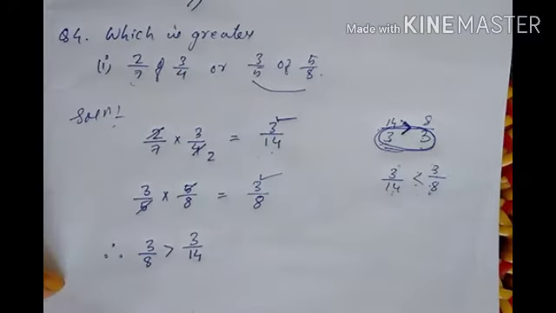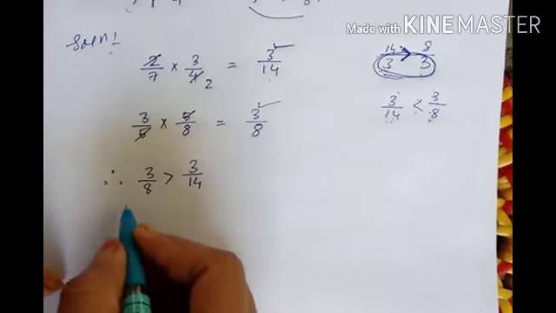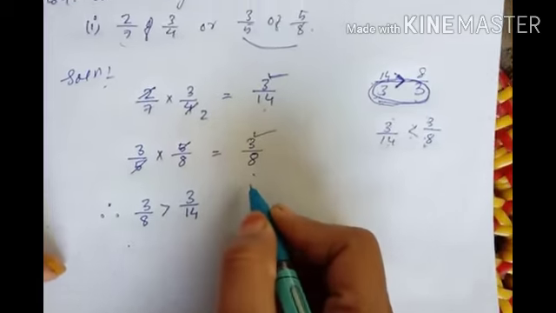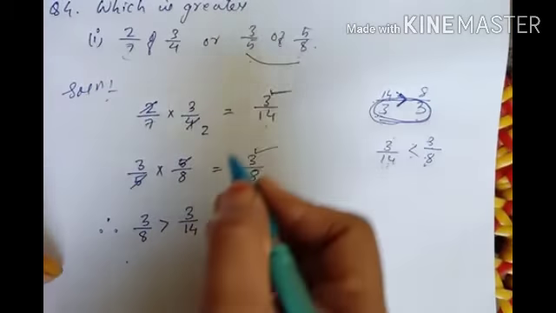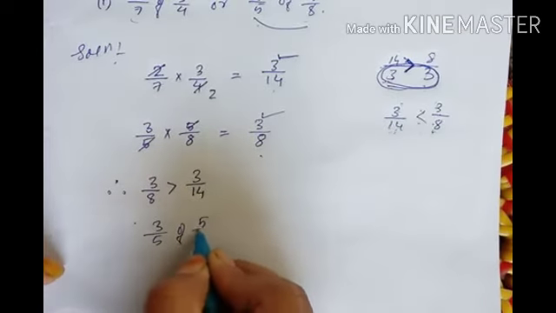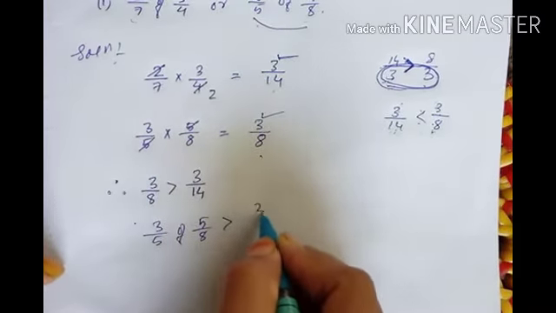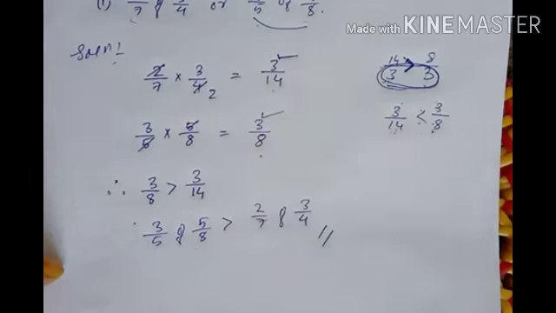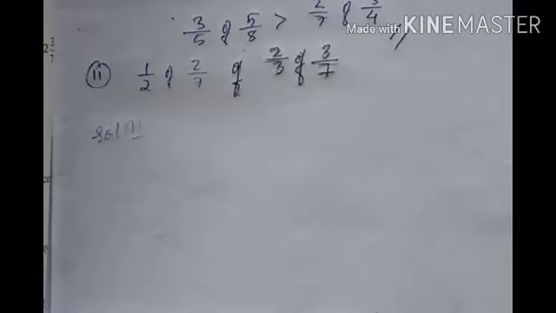Therefore 3 upon 8 is greater than 3 upon 14. So what can we write? This value we got from where? We got it from this question, isn't it? So 3 upon 5 of 5 upon 8 is greater than 2 upon 7 of 3 upon 4. So this is greater. Understood?